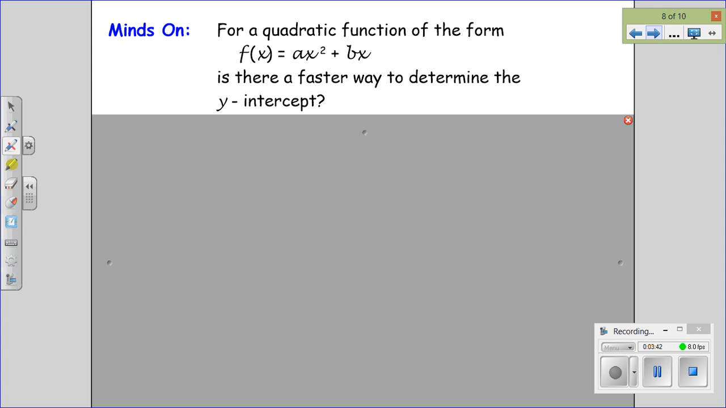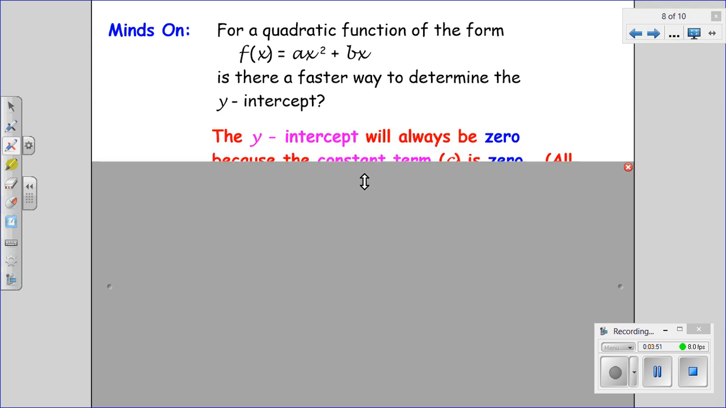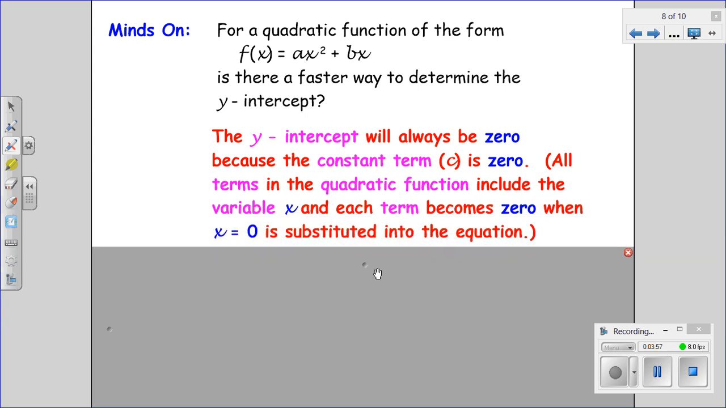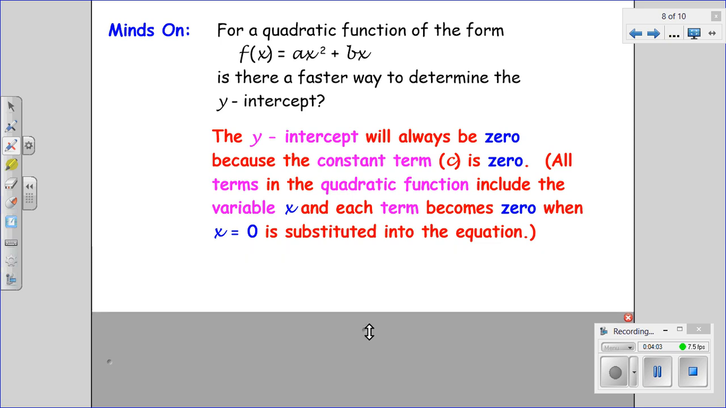Now, is there a faster way to always find the y-intercept of a quadratic that looks like this? Take a minute and pause the video and think about it, and then continue on. You should know the y-intercept is always going to be 0 because the constant term is 0, and we've already established previously that the c value is the initial value. If you look at it another way, because each term has an x in it, once I substitute 0 in, all I'm left with is 0.